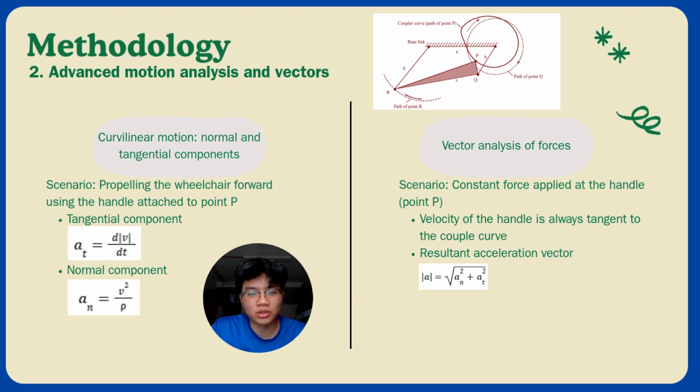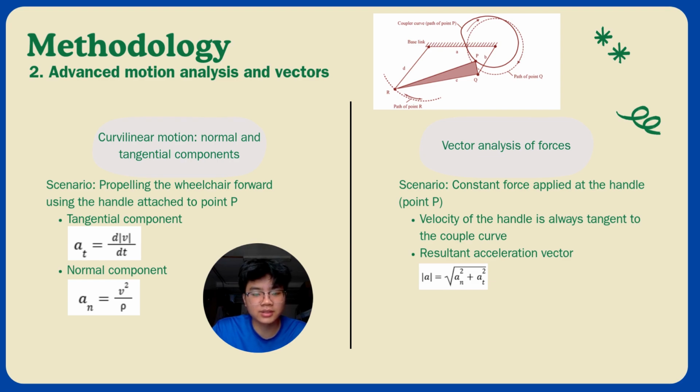Now we move on to advanced motion analysis and vectors. To evaluate the wheelchair from that perspective, we apply the concepts of curvilinear motion in terms of normal and tangential components and also vector analysis. So in curvilinear motion, the user will be propelling the wheelchair forward at a constant speed using the handle attached to point P as shown in the picture. At the tangential component, the formula for the acceleration will be dv over dt. As for the normal component, the formula will be an equals v squared over rho, where rho is the radius of curvature. So at sharper bends, rho will be smaller, making the acceleration larger.